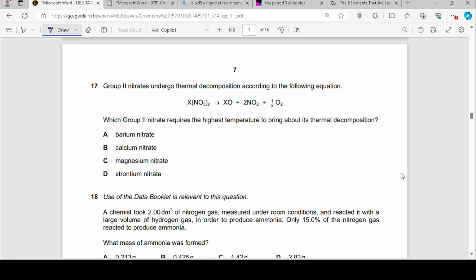Question 17. Group 2 nitrates undergo thermal decomposition according to the following equation. XNO3 twice gives you XO plus 2NO2 plus half O2. Which group 2 nitrate requires the highest temperature to bring about its thermal decomposition? Okay. Now, so this is group 2. So I need which one has the highest temperature for thermal decomposition.